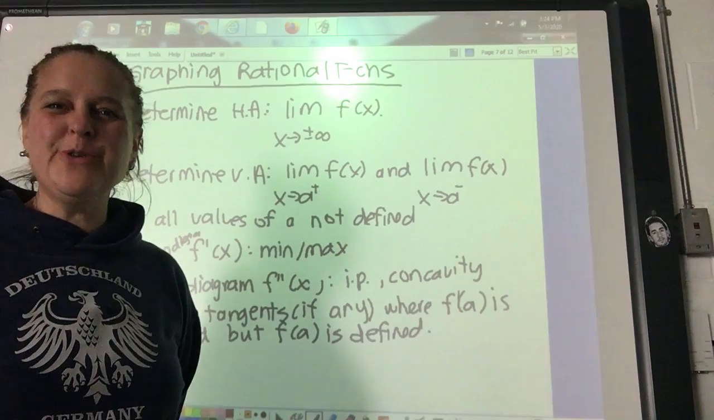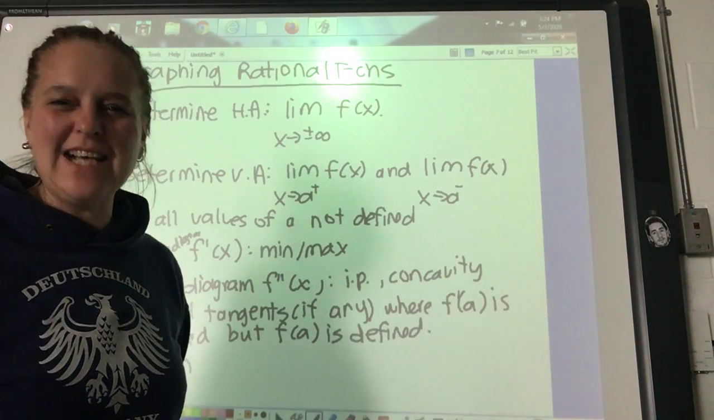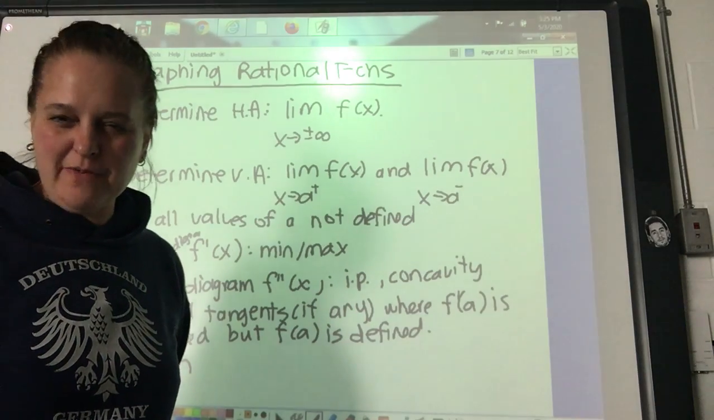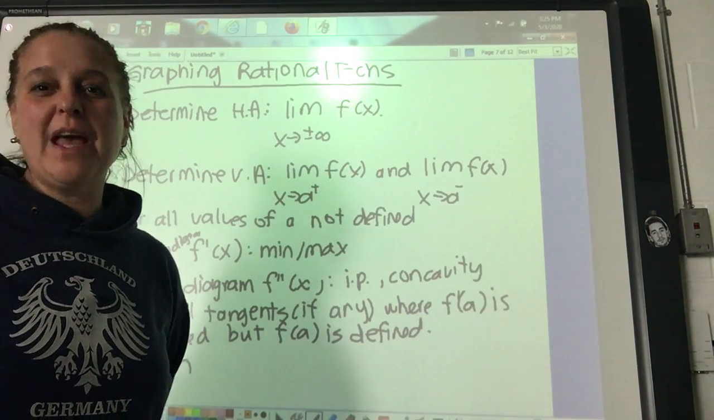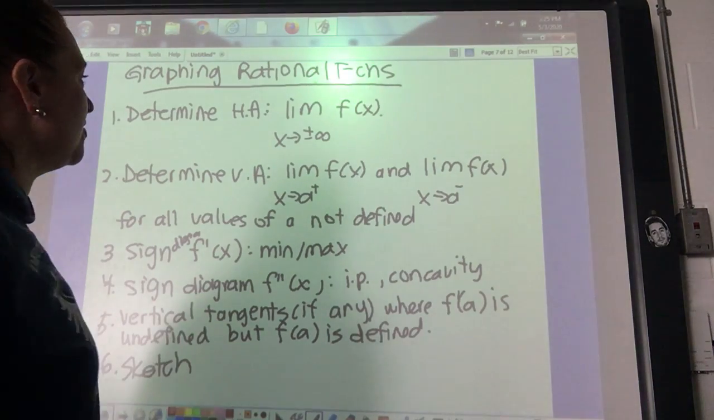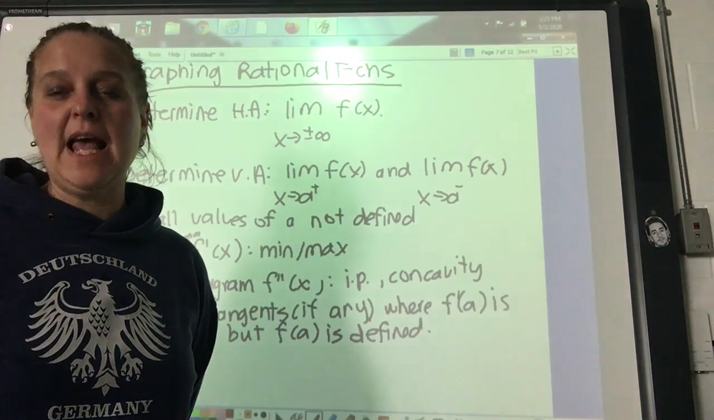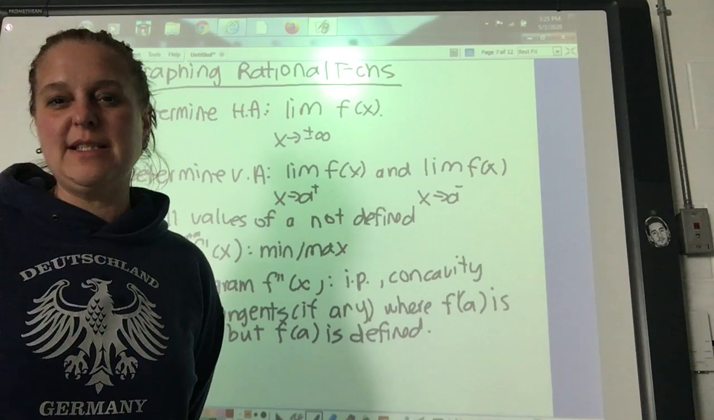Hello and welcome to part 2 of graph sketching. Last lesson we graphed polynomial functions, so hopefully that went okay. Today we're doing the same thing, but we're adding some extra steps ahead of time because we're looking at rational functions. So we will have some vertical asymptotes to deal with, but otherwise the rest is the same.